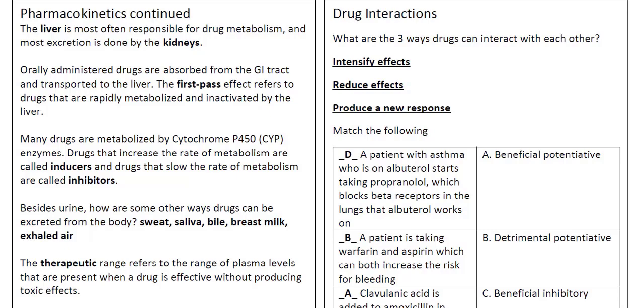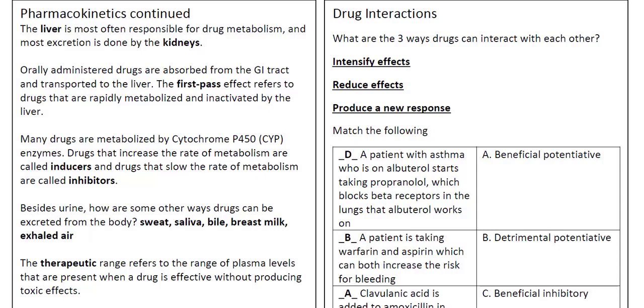It is nearly impossible to measure the concentration of a medication at the intended target, so plasma drug levels are drawn to determine whether or not a medication falls within the therapeutic range. There's a direct correlation between toxicity and effect and the plasma concentration. The therapeutic range refers to the range of plasma levels that are present when a drug is effective without producing toxic effects.